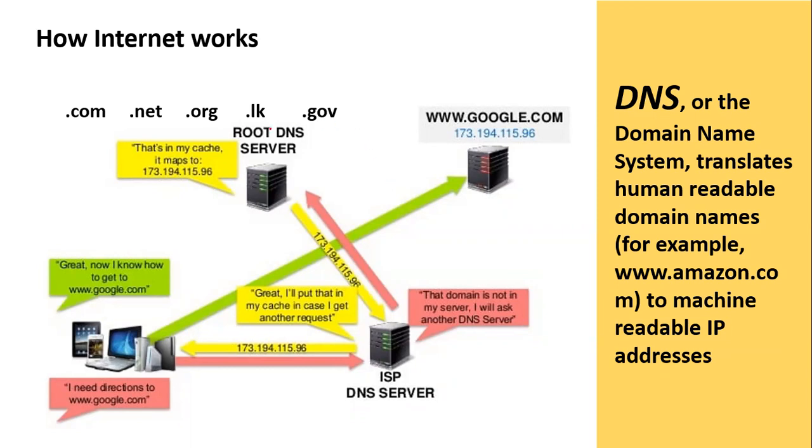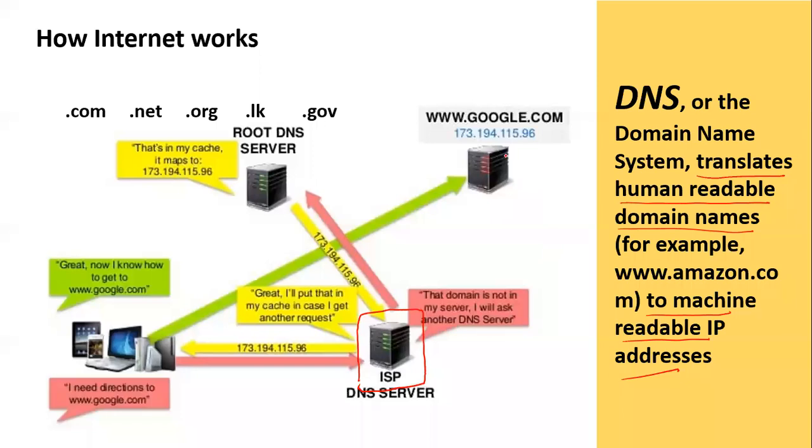Domain name system. Normally ISPs, internet service providers, maintain these servers. So this is the ISP server, right? You can see. Server means a computer which provides a service. That's all, right? So what the ISP's DNS server, the domain name system, does is translate human readable domain names. What are domain names? Web addresses. For example, Amazon.com, Google.com, YouTube.com, right? To machine readable IP addresses.